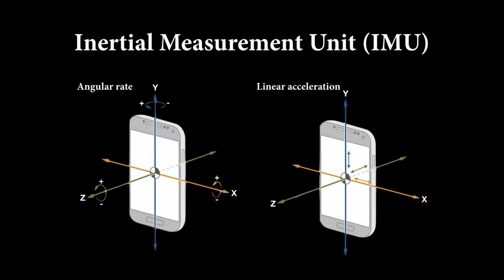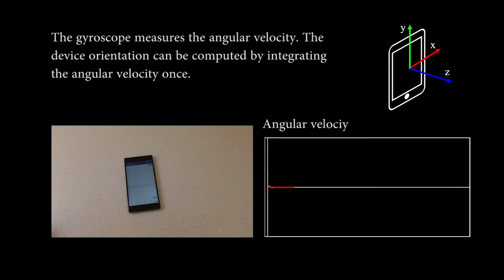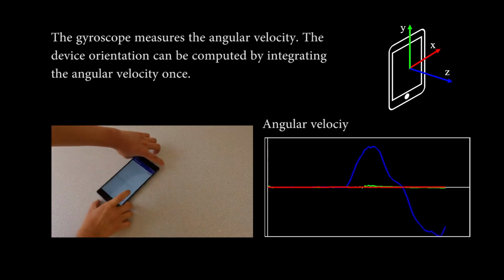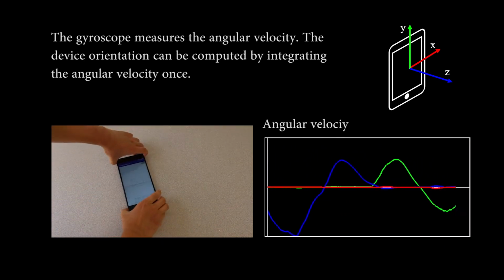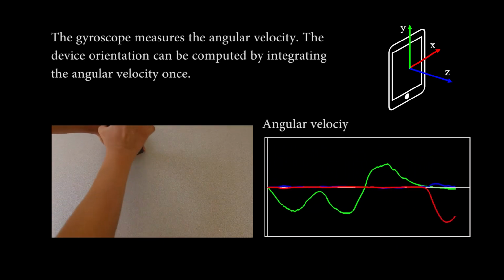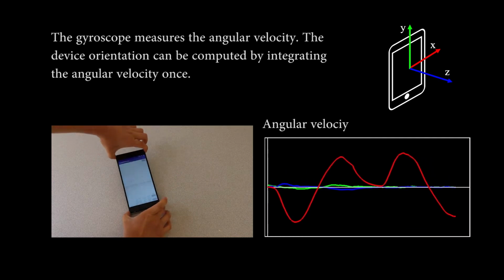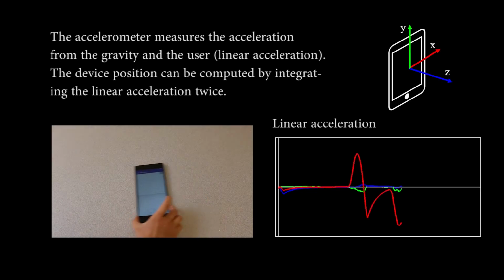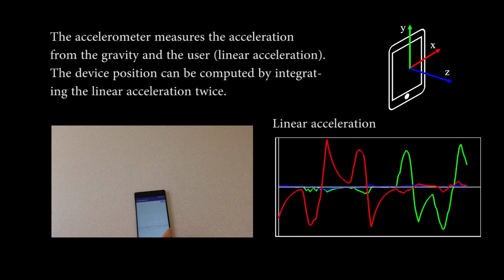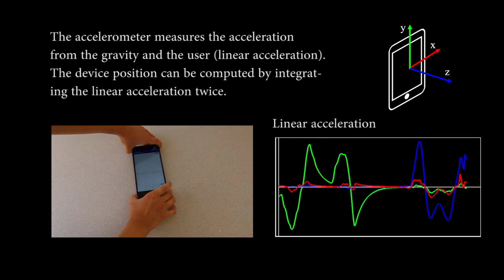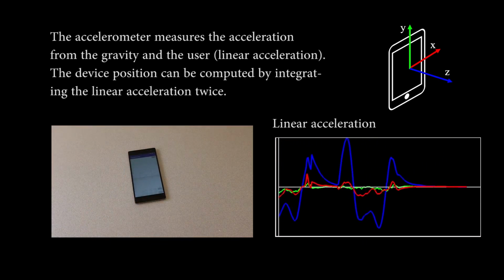Most modern smartphones are equipped with inertial measurement units. IMU typically consists of a gyroscope, an accelerometer, and a magnetometer. A gyroscope measures the angular velocities around the X, Y, and Z axes. An accelerometer measures the acceleration of the device position and the gravity along the X, Y, and Z axes.